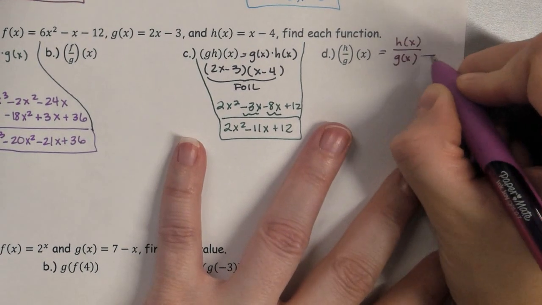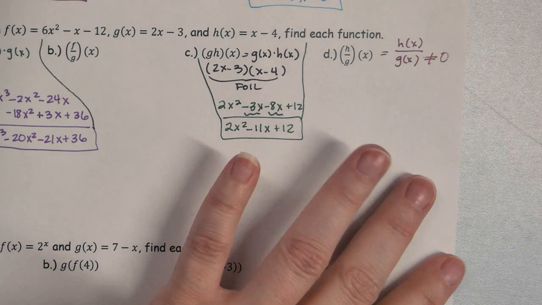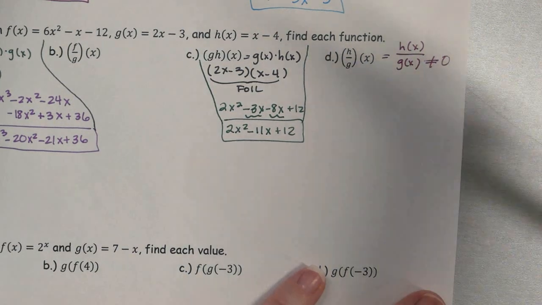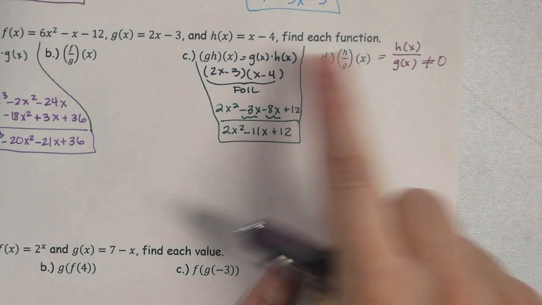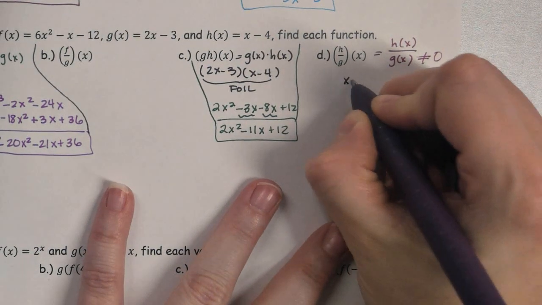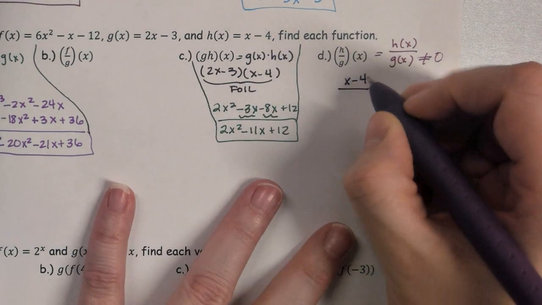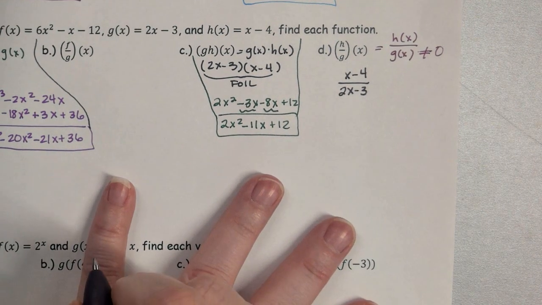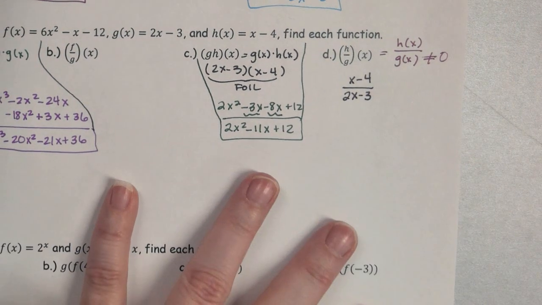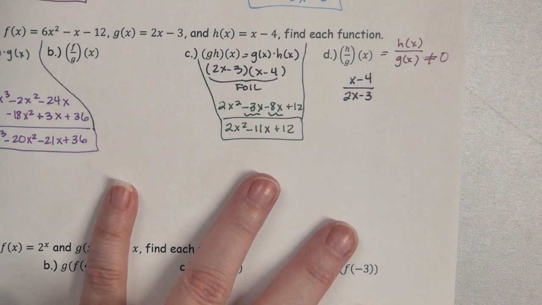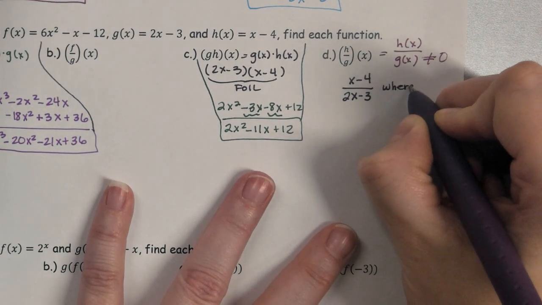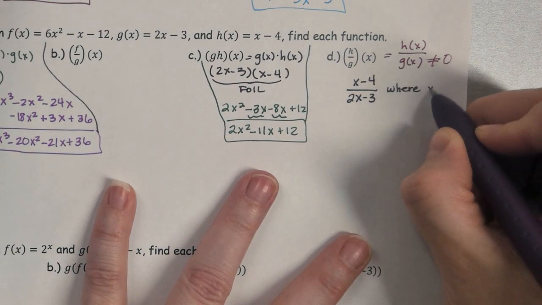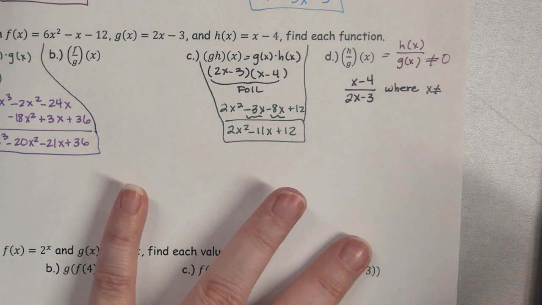So you have to make sure that you identify that g of x cannot be 0. Okay, so this is something that we're going to add on after we do our simplifying. So in this case, your h of x is x minus 4. The g of x is 2x minus 3. And sometimes you can simplify, other times you can't. There's nothing that you can factor here. So you are going to leave it like this, and then you're just going to say where, and you have to find what x can't be. Okay, so it will be this, where x cannot be, and then we're going to find that answer.